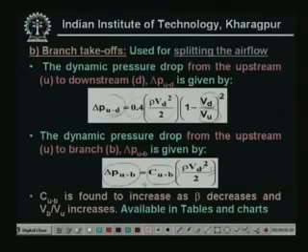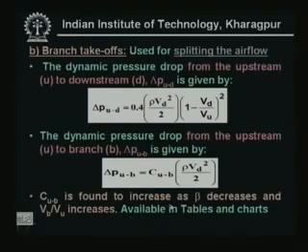Obviously the major task is to find out this C U to B, and it is observed that C U to B, that is the dynamic loss coefficient from upstream to the branch, increases as beta decreases, and as VB by VU increases, that means the branch to upstream velocity ratio increases. These values are available in tables and charts. So if you look at any standard air conditioning design data book, you can find this value as a function of this angle beta and as a function of this velocity ratio VB by VU. So this is for branch takeoff.